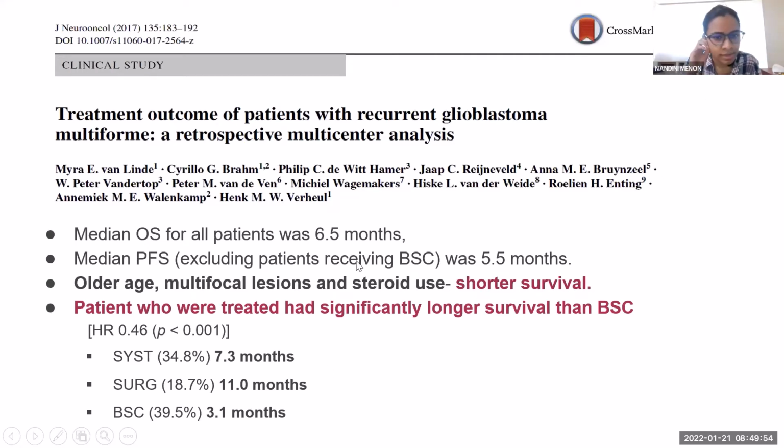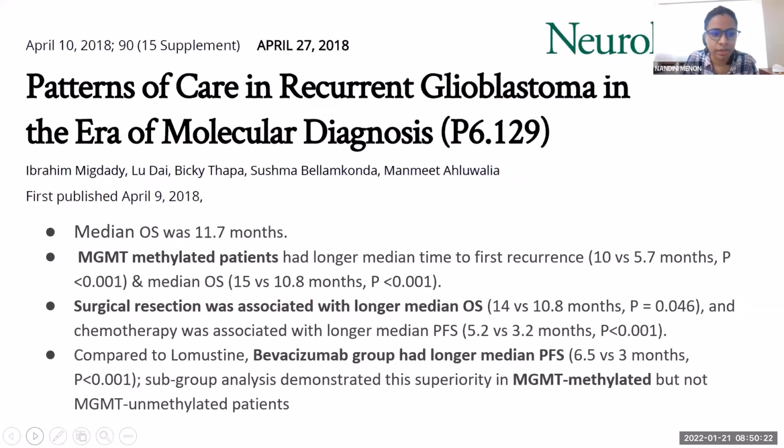So this is another study which is from the Netherlands. Similar results. Patients who had best supportive care had very poor survival. They didn't survive for more than 3 months. That was the median survival. Patients who received some form of treatment had survivals ranging from 7.3 months to 11 months for systemic therapy and surgery. And old age, multifocal lesions, and steroid use were associated with shorter survival. And again, nobody lived beyond the range of 6.5 months. So this was the median OS, which is similar to data from our setting.